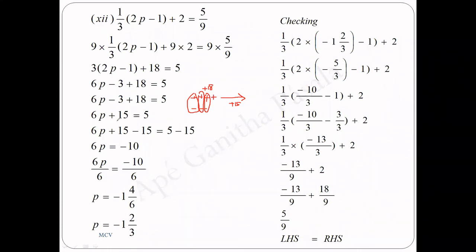Now to remove this plus 15, I will put minus 15 to both sides. Cancel out plus 15 with minus 15. Then 6p remains on the left hand side. 5 minus 15. 15 minus 5 is 10. 5 minus 15, small number minus bigger number, minus 10.